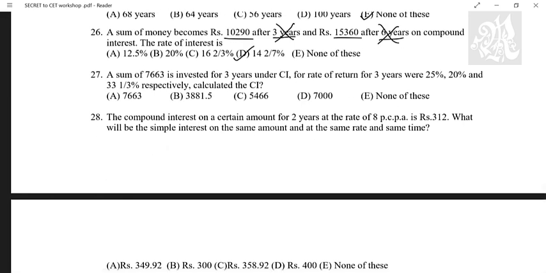Okay, for example, 27th looks complicated, looks like a CET question, is a CET question. 7663, for now I'll ignore the sum, is invested for 3 years.